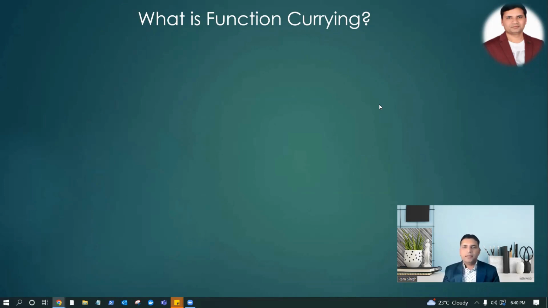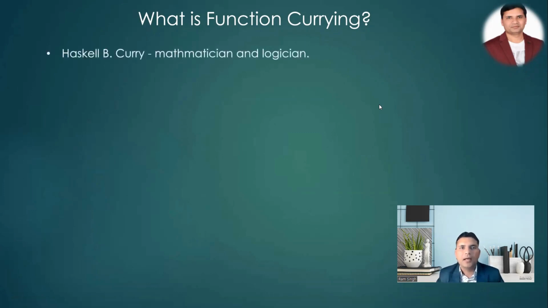Currying was introduced by Haskell B. Curry. He was an American mathematician and logician. He explored this concept in calculus, in mathematics, and explained it as currying. Because of that, its name is function currying.